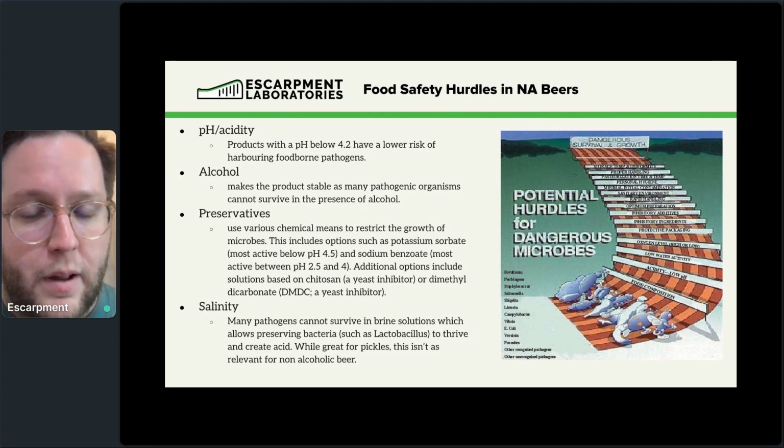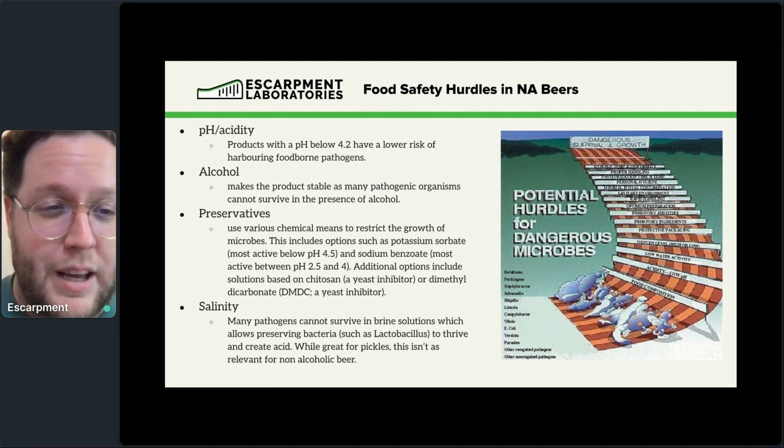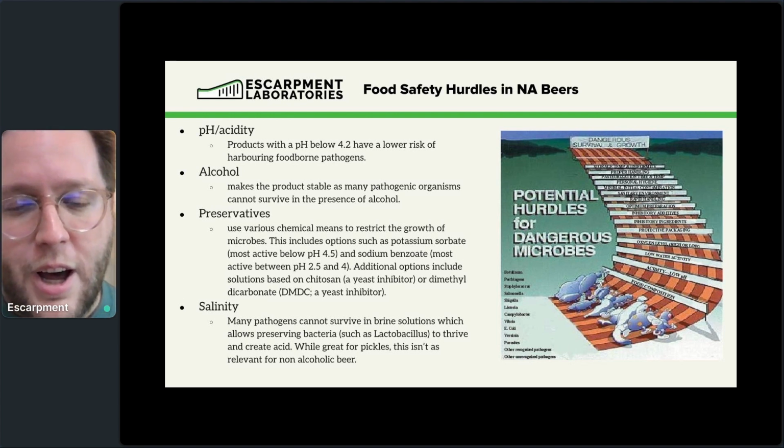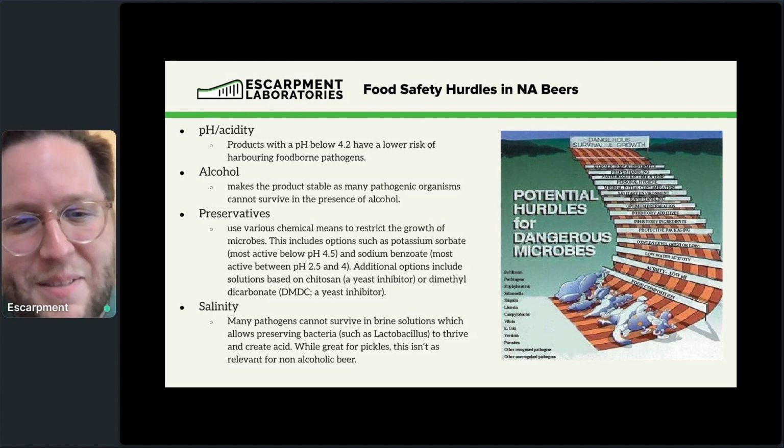So if you're trying to make a super, super soft, hazy NAIPA, you're probably barking up the wrong tree here. Also, that's an incredibly difficult challenge, and I wish you luck. Probably easier to make something else.